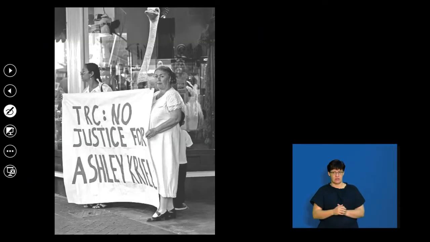Now, this is the visual source. The caption has already told you that this was a protest. These two ladies were not just standing there having fun, they were actually protesting. So you need to look at that. And then you look at the banner they're carrying there. It does say in the caption that they were carrying a banner which says TRC, no justice for Ashley Krill. Okay.